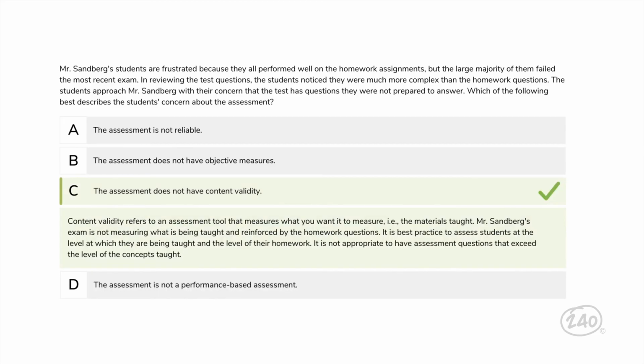This is the right answer. Remember that validity means the assessment measures what you want it to measure or what you taught. Mr. Sandberg's exam is not measuring what is being taught and reinforced by the homework questions. It is best practice to assess students at the same level they're being taught. The assessment isn't valid if the questions are at a higher level than what the students have been taught and what they've been practicing for homework.